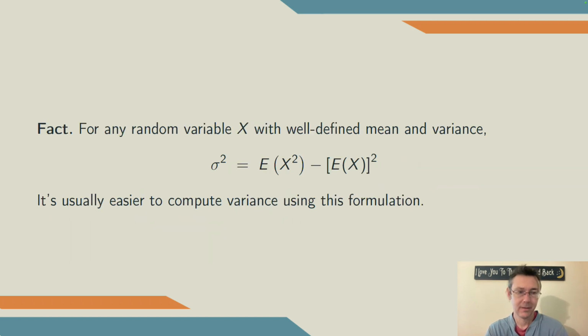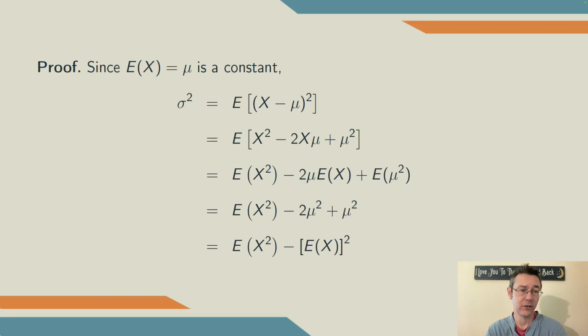An important fact that's really helpful when you're computing the variance of a random variable, and therefore when you're computing the standard deviation: the variance of any random variable is equal to the expected value of x squared minus the expected value of x, quantity squared. This is important because this formula is almost always more gentle to use when you're doing calculations of variance and standard deviation than the original definition.